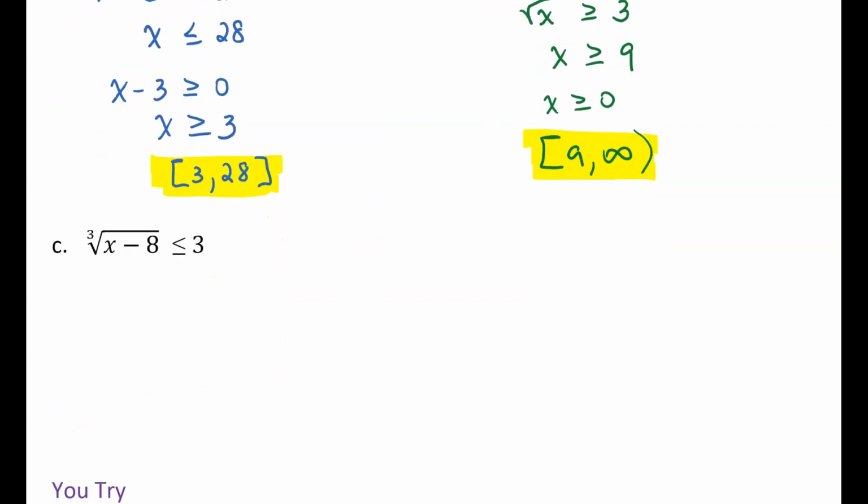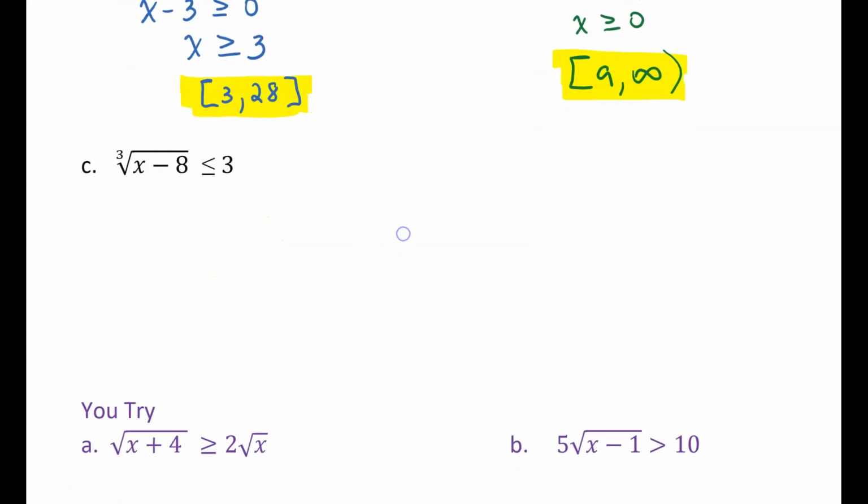So for our next one, it's a cube root. I have a cube root of x minus 8 is less than or equal to 3. So just like we did before, I'm going to cube both sides to undo that radical. That leaves me with x minus 8 on the left, less than or equal to 3 cubed, which is 27. Add the 8 to both sides, I get x is less than or equal to 35.